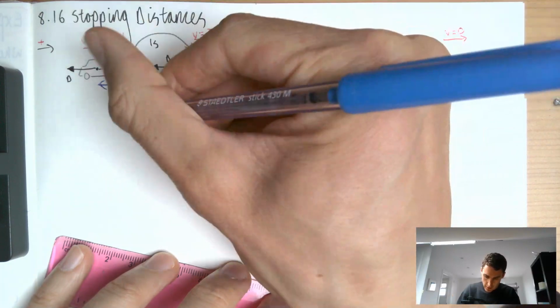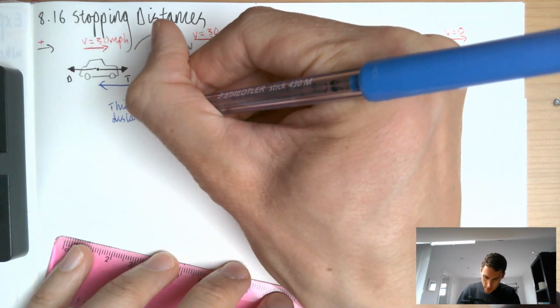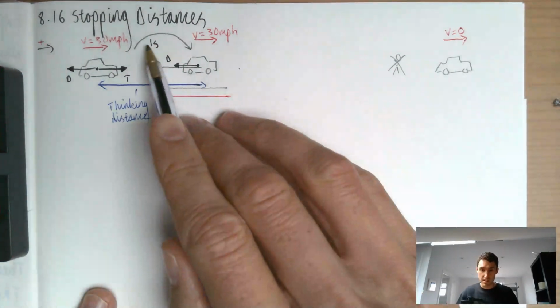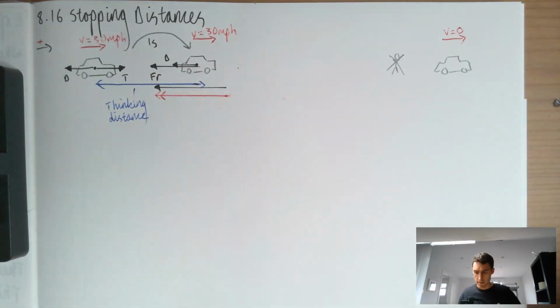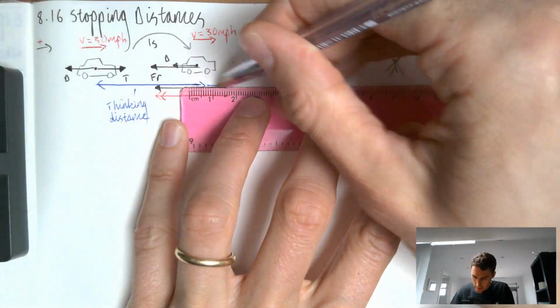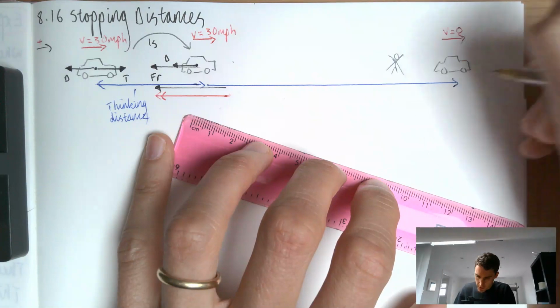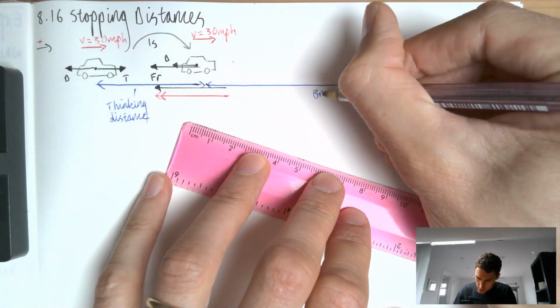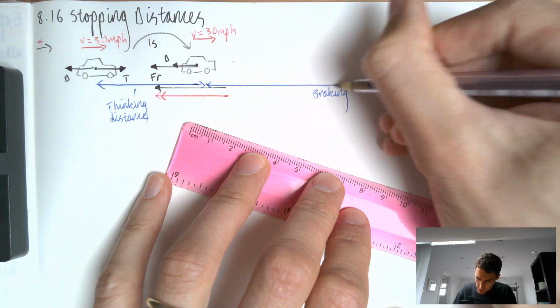And then this diagram hopefully makes it really, really clear what we mean by thinking distance. It's just the distance it travels while the driver is reacting. We said that was the driver's reaction time here. This distance over here is the braking distance. And that's the distance the car travels while the driver is applying the brakes.